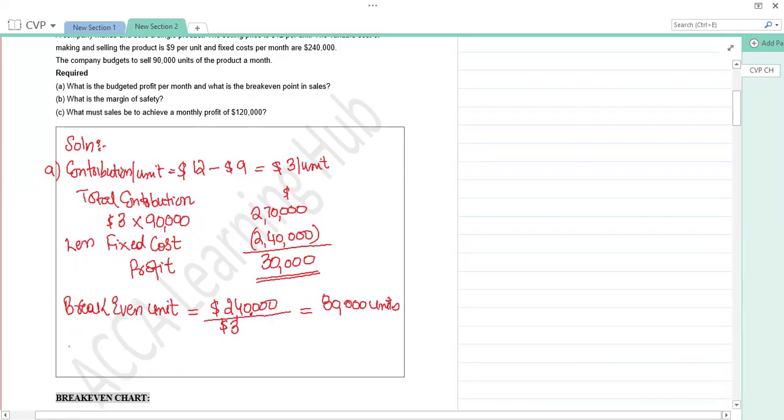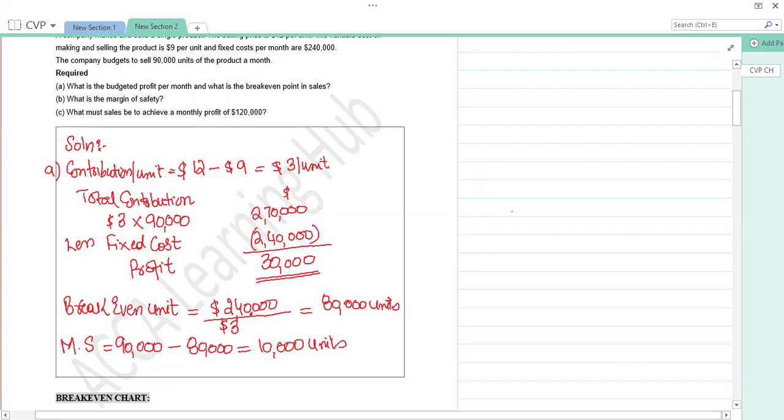Now I have to calculate margin of safety. Margin of safety is the difference of the budgeted sales units minus break-even units. Budgeted sales units is 90,000 units. Break-even units, which we have already calculated, is 80,000 units. I will get the margin of safety of 10,000 units.